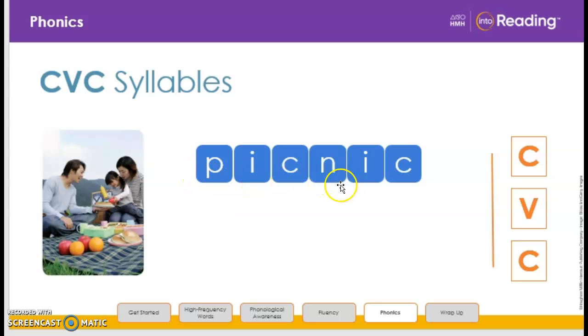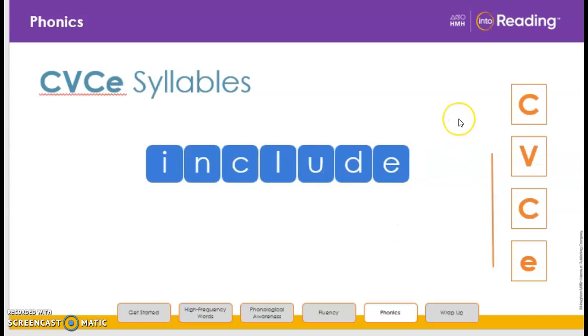Pick, nick. So our first syllable is pick. We have consonant, vowel, consonant. Now let's look at our second syllable. Consonant, vowel, consonant. It has the CVC syllable pattern. And let's look at this one. We have CVCE. So this word has 2 syllables. The first syllable is in, and the second syllable has the CVCE pattern.